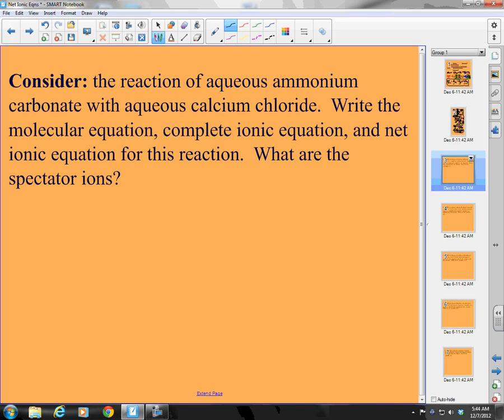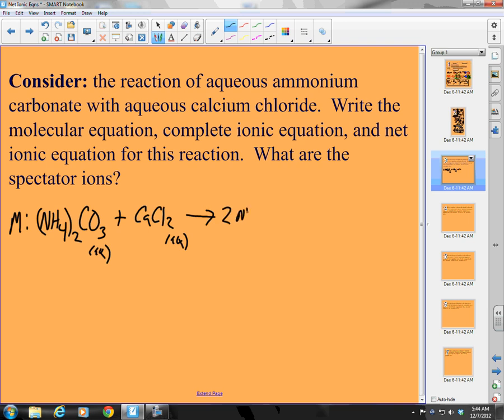Well, we start off with ammonium carbonate. So here's my molecular. I have ammonium carbonate. Ammonium is +1. Carbonate is -2. It is aqueous plus calcium chloride, aqueous. I'm going to form something. What am I going to form? Well, it's a double replacement reaction. It looks like I'm going to form ammonium chloride. I need 2 of those to balance the equation, plus calcium carbonate. And calcium carbonate, if we looked up in our solubilities, we'd find it is insoluble.